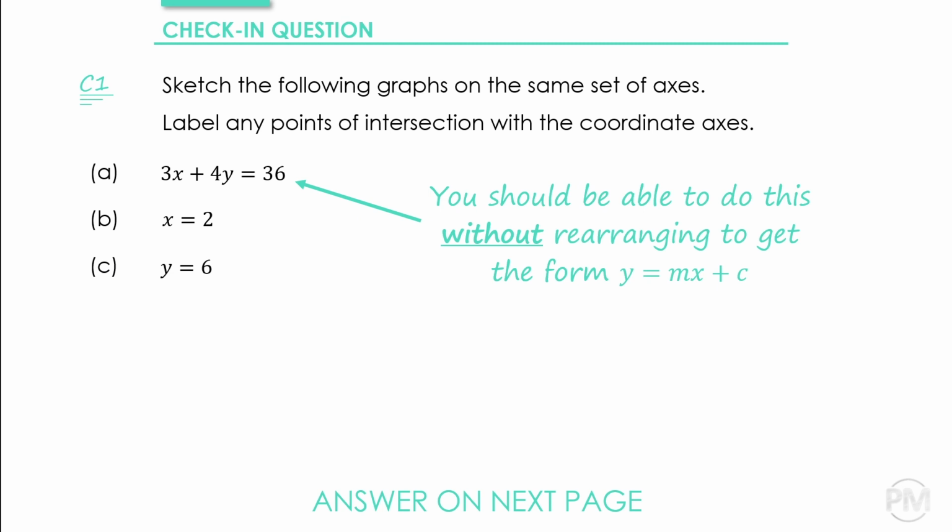Here's the checking question. Just one thing to point out. In part A, when you're drawing 3x plus 4y equals 36, make sure you can do it without rearranging the equation to have it in the form y equals. You should be able to draw it straight away as it's written. Okay, pause the video, have a go, then come back and check your solution.